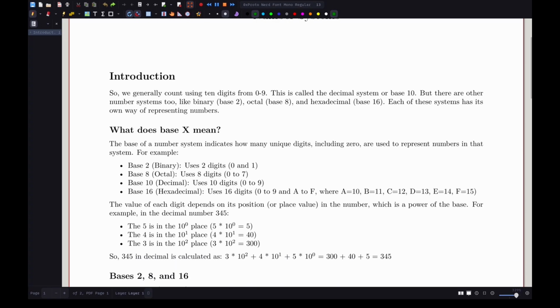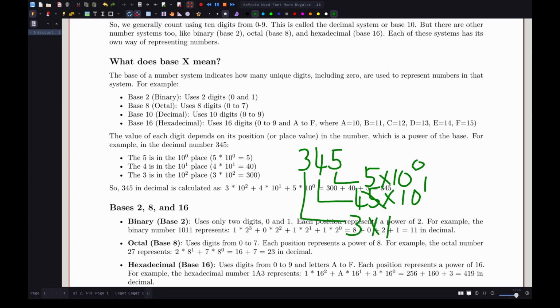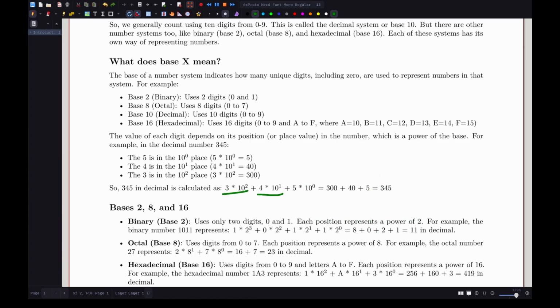So let's take an example in decimal to see what I mean. So here we have taken 345. So this is 5 into 10 power 0, the units place. 4 into 10 power 1. And then 3 into 10 squared, right? This is going to be 3 into 10 squared plus 4 into 10 plus 5 into 10 power 0, which is 1. So 300 plus 40 plus 5, 345.